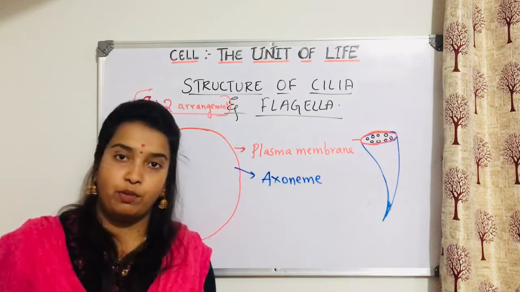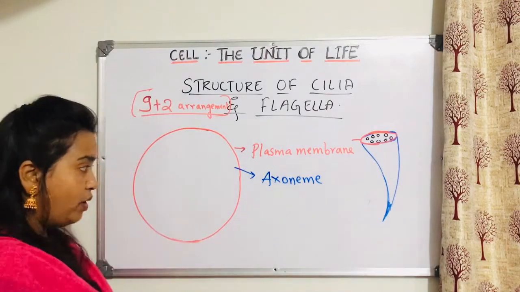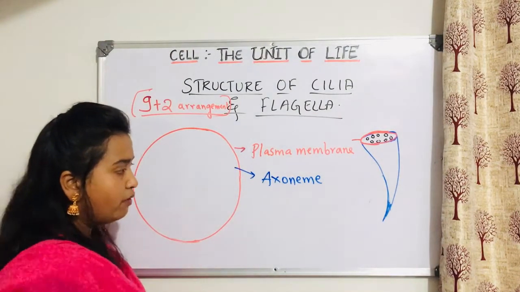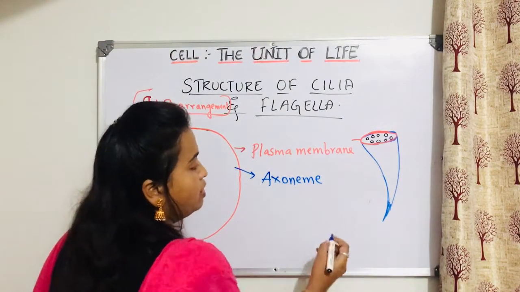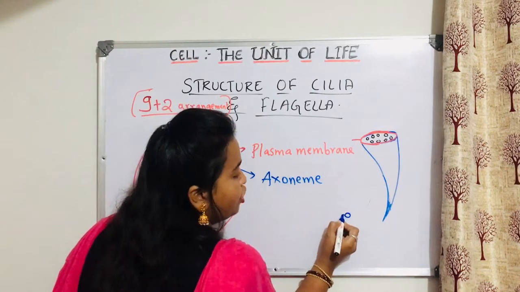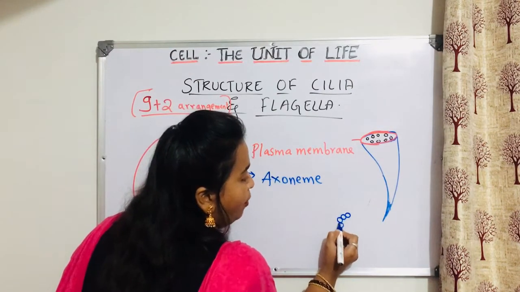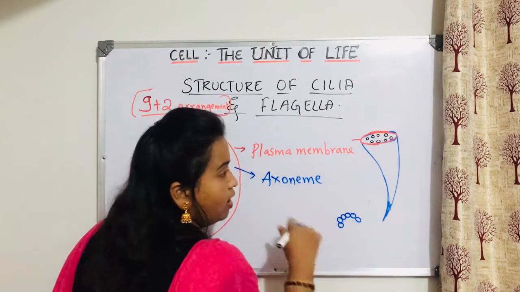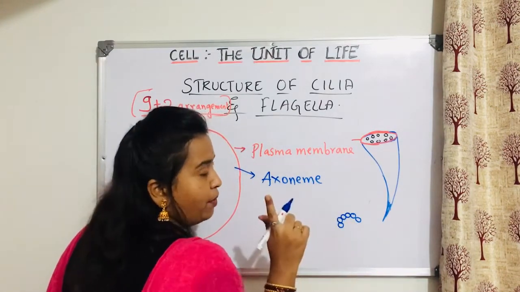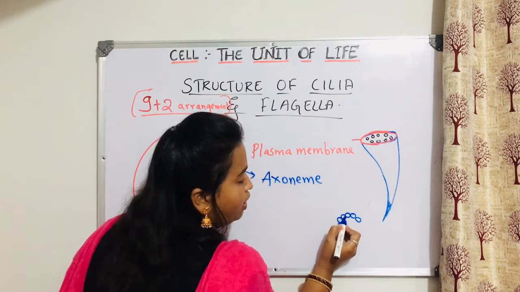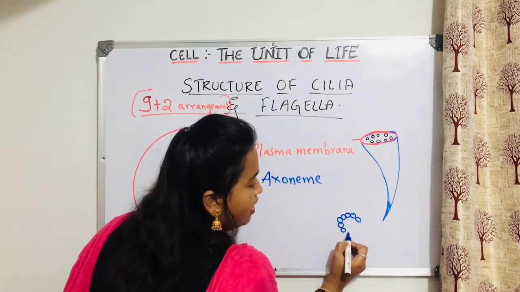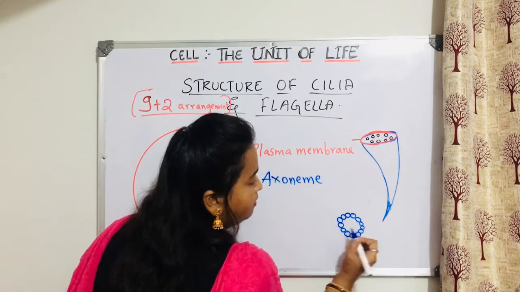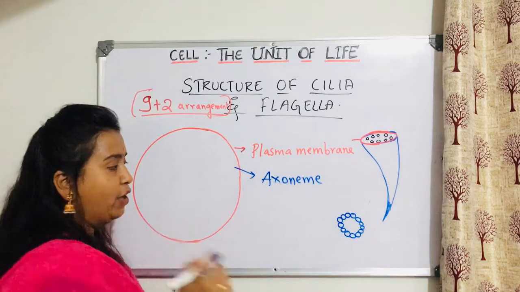Yesterday we did microtubules, right? Microtubules are made up of which protein? Do you remember? Microtubules are made up of tubulin protein. And how many protofilaments make one microtubule? It is 13. So 1, 2, 3, 4, 5, 6, 7, 8, 9, 10, 11, 12, 13. So this is one microtubule.